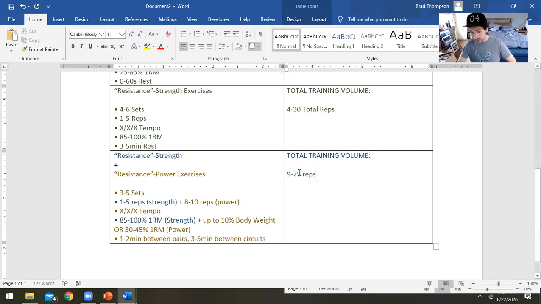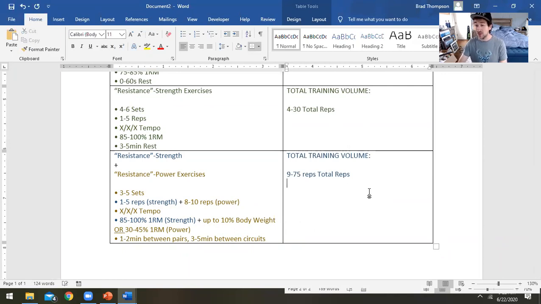However, that's 75 reps there, which is a crazy high number. Right? That is as high as we ever go. But the reason you're able to get away with that, again, look down here, the intensity is up to 10% of your body weight. You're using 30 to 45% of your 1 rep max. That is why that's allowed.